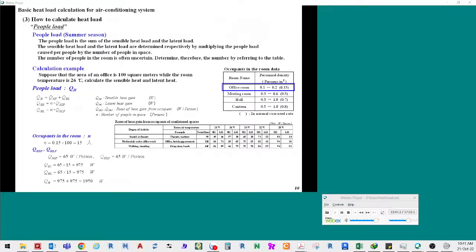Generally, the number of people is expressed as an integer. Continue calculating by using 65 watts of sensible heat generated by a person and 65 watts of latent heat generated by a person. The number of people is 15. You will obtain 975 watts of sensible heat quantity and 975 watts of latent heat quantity. Therefore, the people load, or total heat, is 1950 watts.